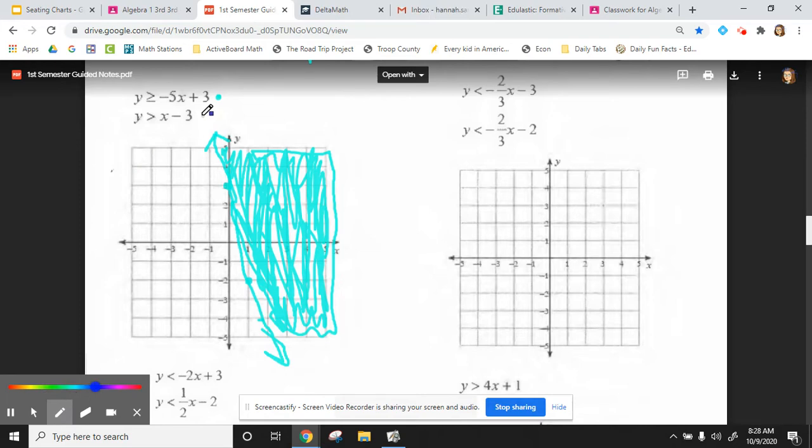Then we're also going to graph our second one. The y-intercept of this one is -3. And my slope is 1, so I go up 1 over 1, up 1 over 1, up 1 over 1, up 1 over 1. This one does not have the equals to, so it's just going to be a dotted line. And it's greater than, so we shade up.